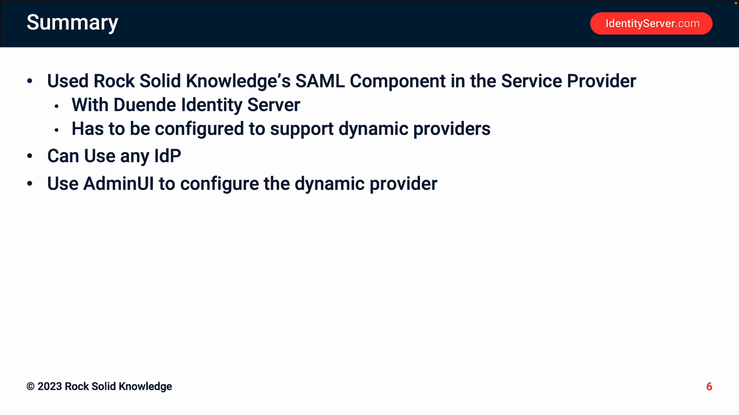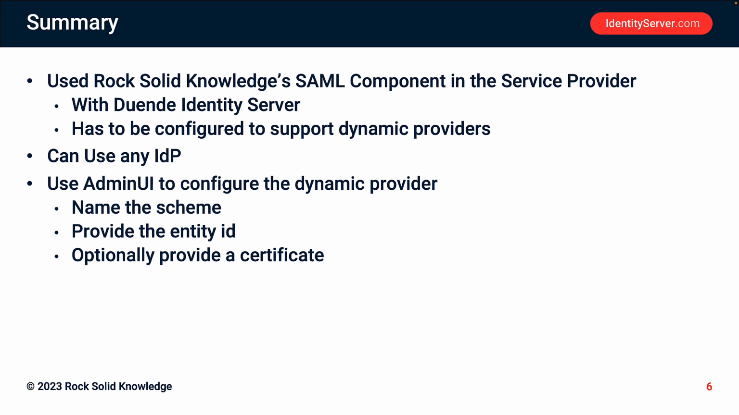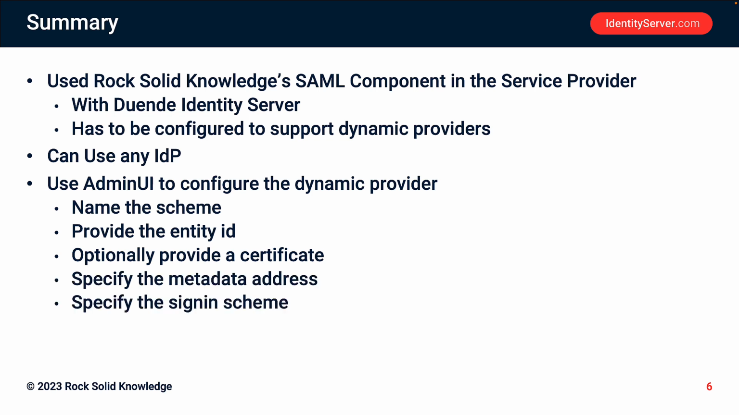We said that configuring support for dynamic providers in Duende IdentityServer can be tricky, but we used AdminUI to do that. And we used AdminUI's guided wizard. And for this, we had to name the scheme, provide the entity ID. We could optionally provide a certificate. We specify the metadata address, and then we specify the sign-in scheme. Once that was all in place, we could then use single sign-on to log in.